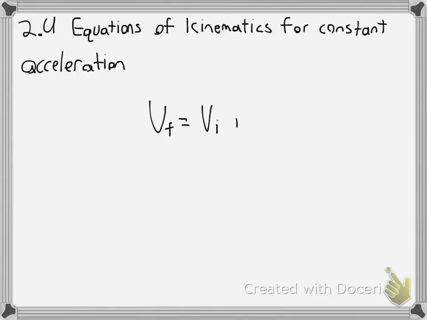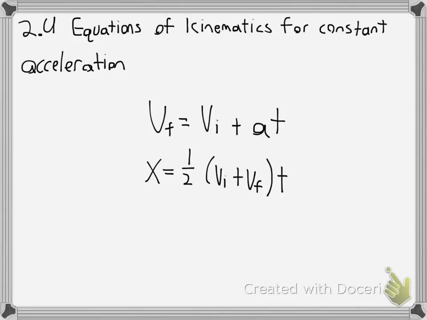Our first equation tells us that our final velocity equals our initial velocity plus our acceleration times our time. Our next equation tells us our displacement is equal to 1/2 of our initial velocity plus our final velocity times our time. Our third equation tells us that our displacement is equal to our final velocity times our time minus 1/2 of our acceleration times our time squared.